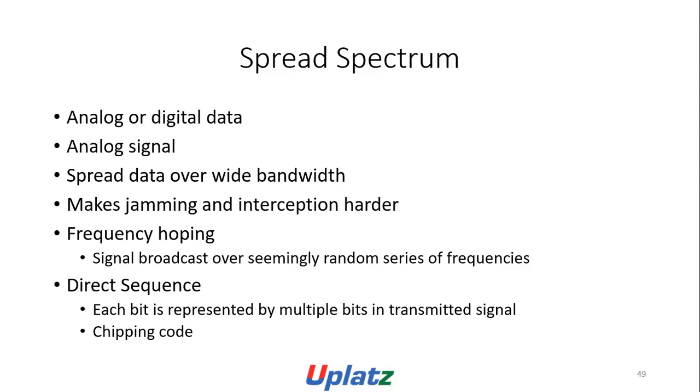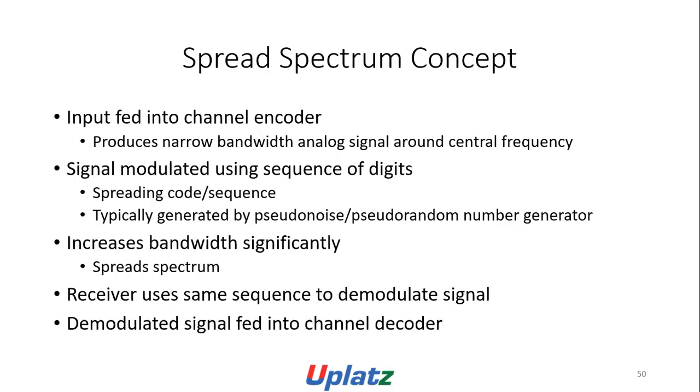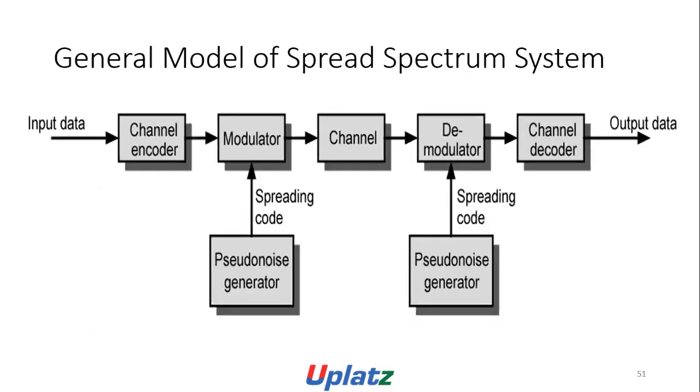Frequency hopping: the signal is broadcast over a seemingly random series of frequencies. Direct sequence: each bit is represented by multiple bits in the transmitted signal, called chipping. Input is fed into a channel encoder, which produces a narrow bandwidth analog signal around a central frequency. The signal is modulated using a sequence of digits, the spreading code sequence, typically generated by a pseudo-random number generator. This increases bandwidth significantly. The spread spectrum receiver uses the same sequence to demodulate the signal, which is fed into the channel decoder.